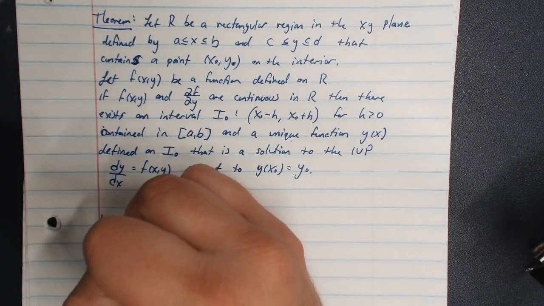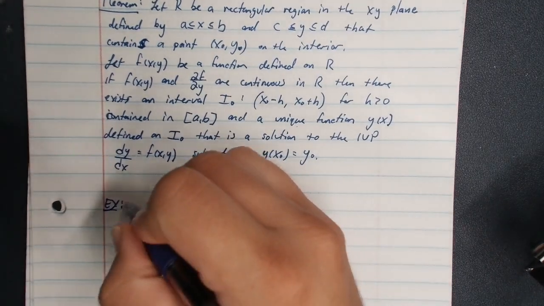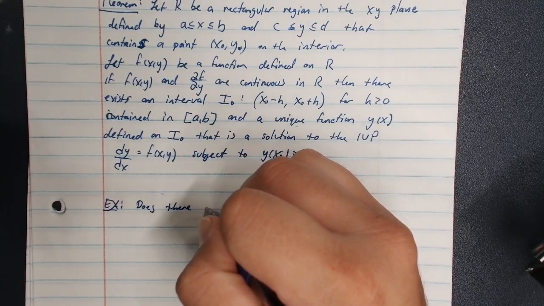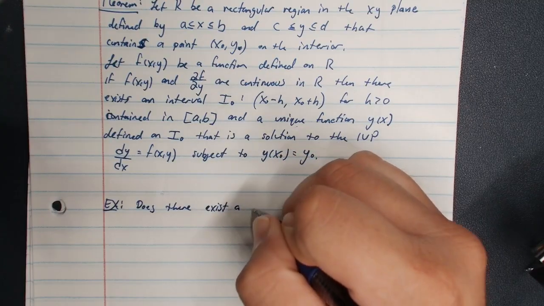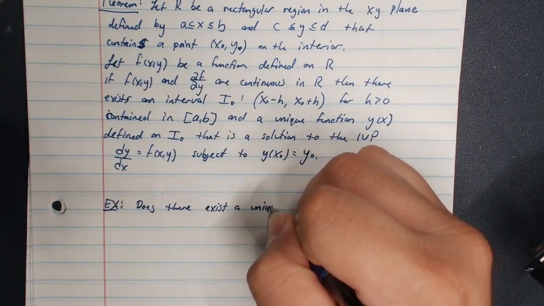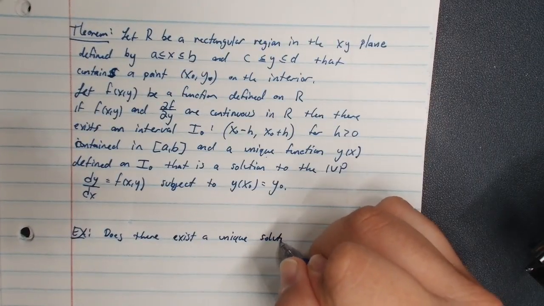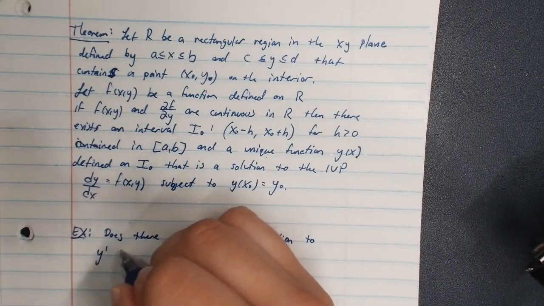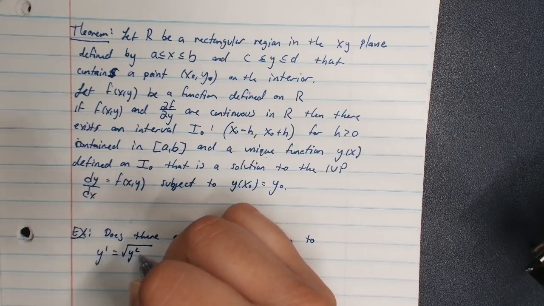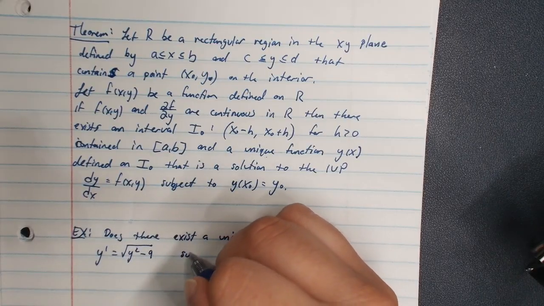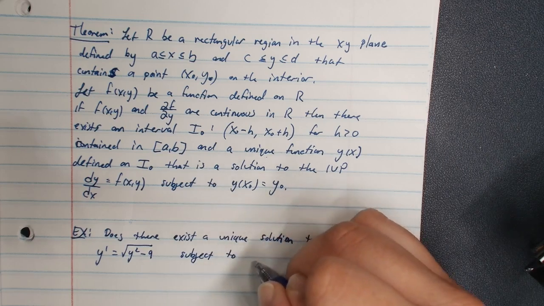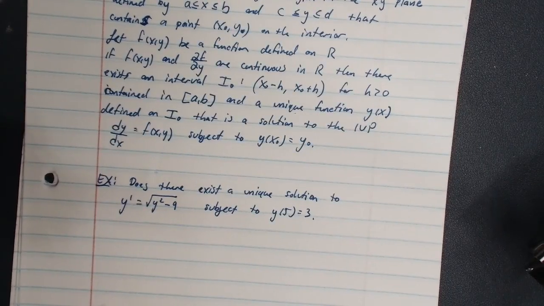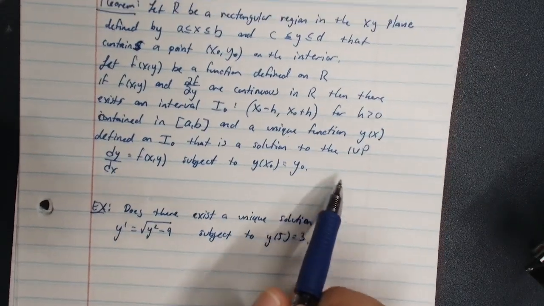So for example, we asked, does there exist a unique solution to y prime equals the square root of y squared minus 9, subject to y at 5 equals 3. Or at least, does there exist a unique solution, at least according to our theorem?